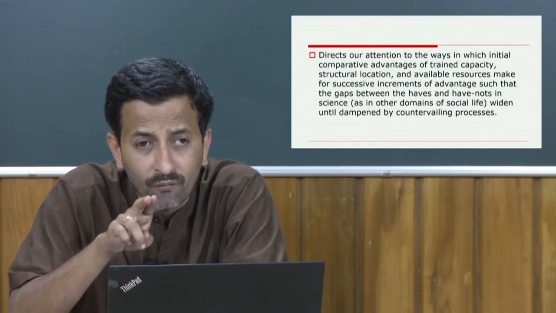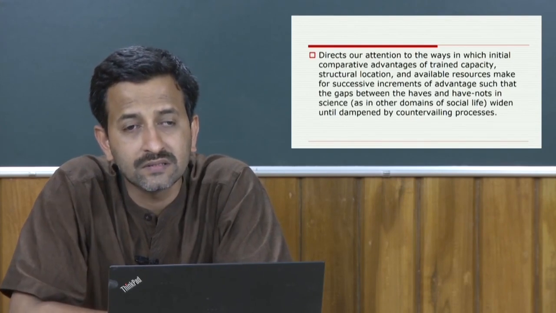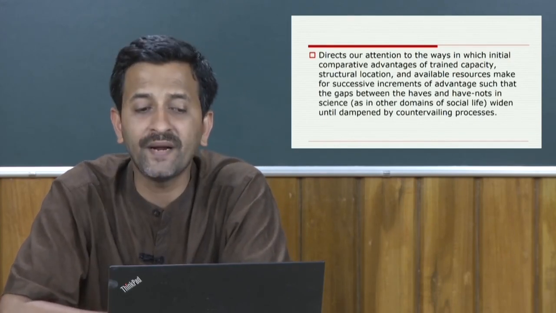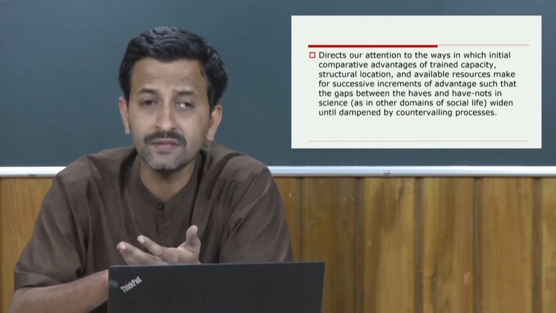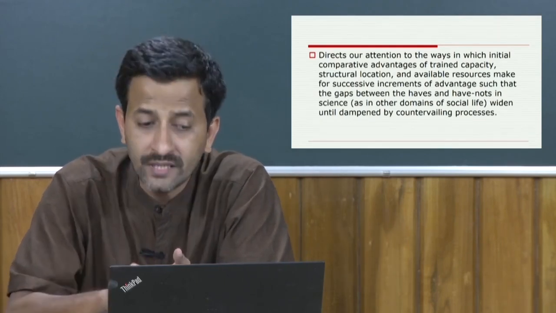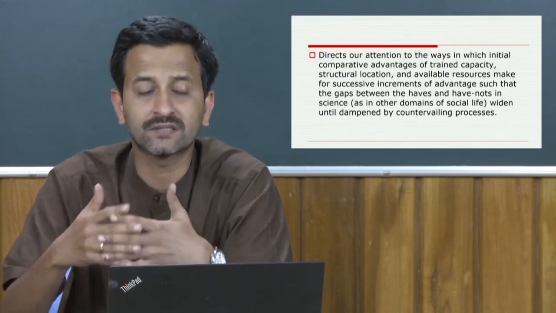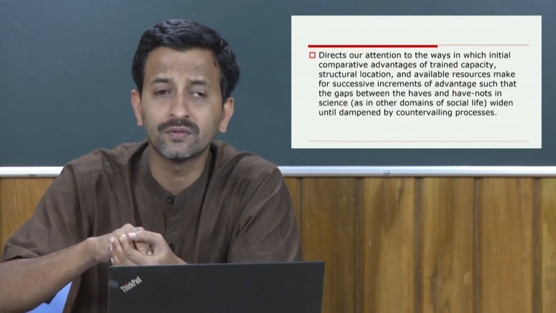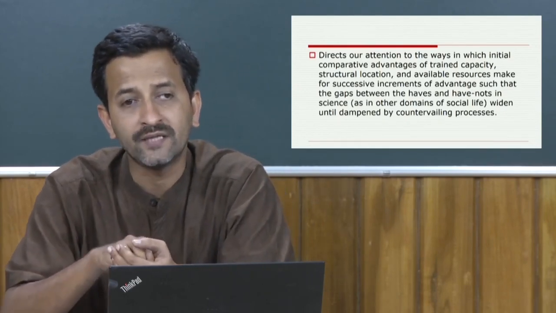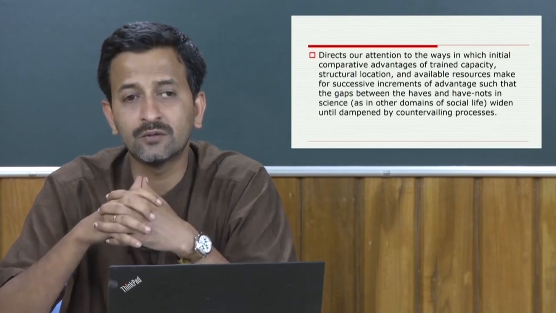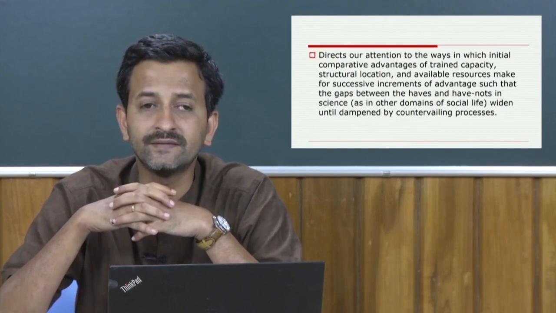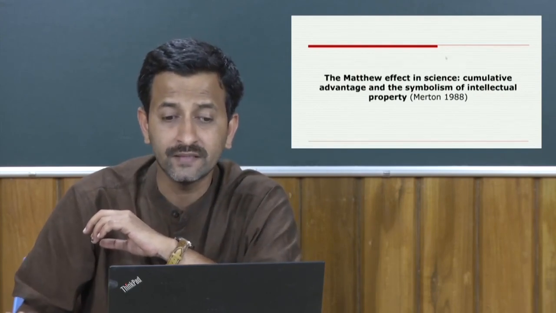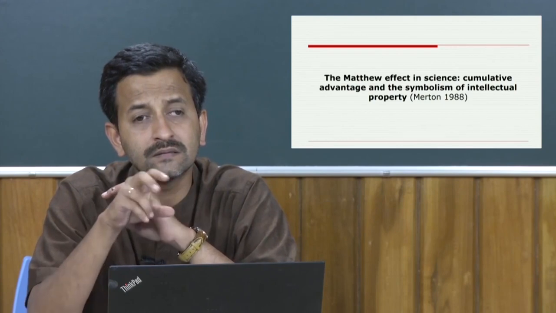But the way cumulative advantage in science is discussed here by Merton, it directs our attention to the ways in which initial comparative advantages of one, trained capacity, two, structural location, three, available resources, make for successive increments of advantage, such that the gaps between the haves and the have nots in science, as we find similar trends in other domains of social life, get widened until dampened by countervailing processes. This is the first part, cumulative advantage in science. Then what is this intellectual property in science?